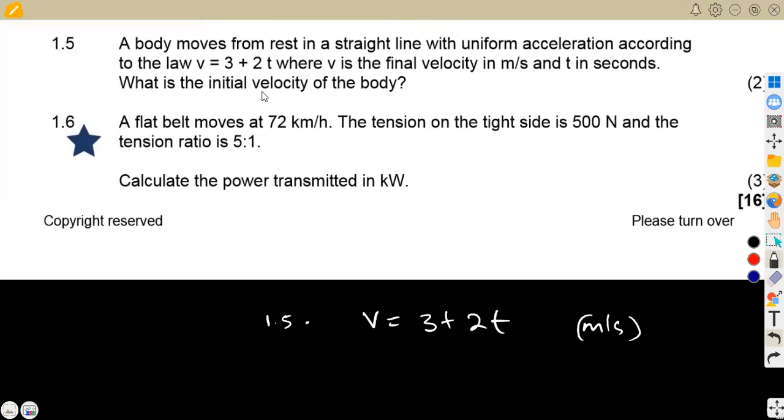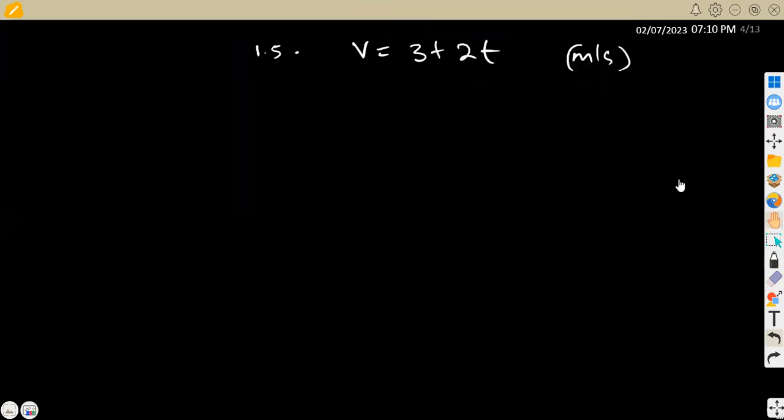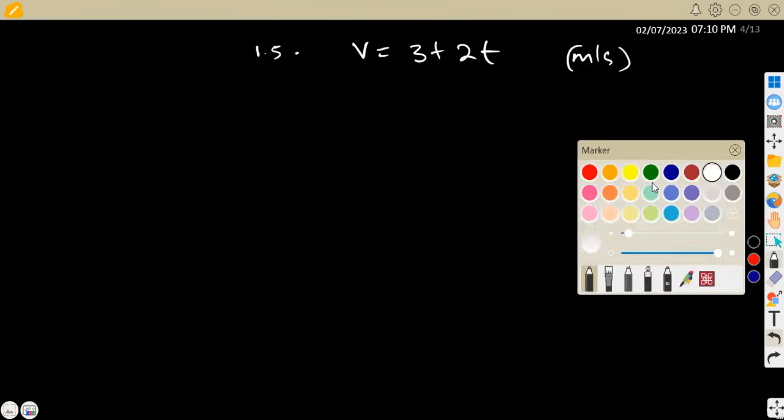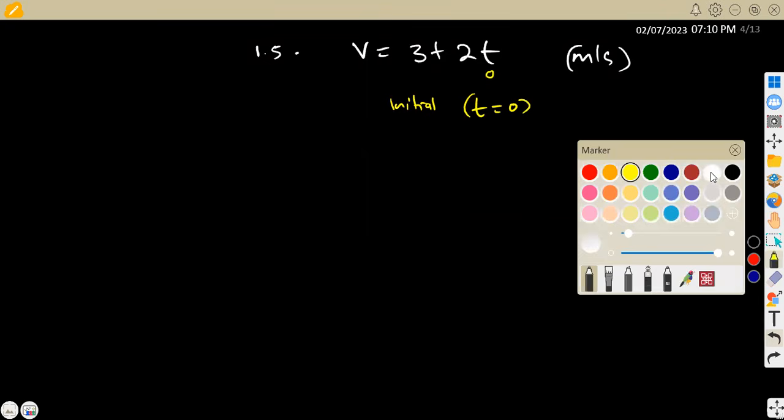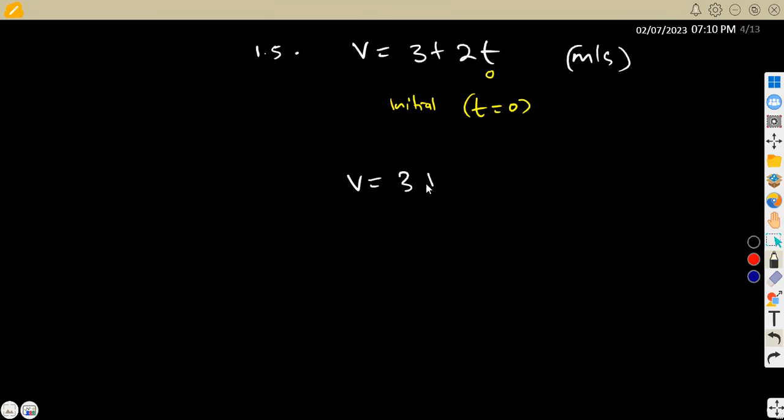The question is, what is the initial velocity of the body? Initial, we are now back to that question that we did previously, where I referred to you that whenever you are given initial, that is the starting point where t is equal to 0. So if t is equal to 0 here, what is the initial velocity? Just substitute. V is equal to 3 plus 2 times 0, which is 3. 3 plus 0, guys, that's a 3. And this is velocity measured in meters per second. Just like that, guys, you're done. That was question 1.5.